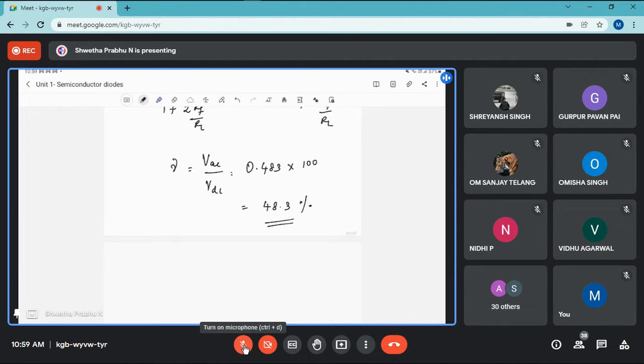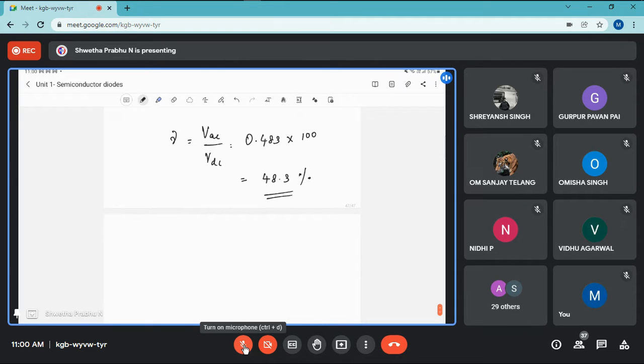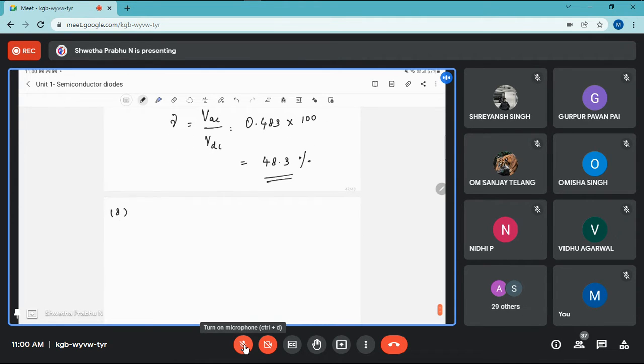The amount of ripple present in the bridge rectifier output is 48.3%, whereas you have got 121% when you consider a half wave rectifier. So when you compare the ripple factor, in the bridge rectifier it is quite less. That is the reason this is used for the majority of applications compared to half wave rectifier and full wave rectifier with center tap. Okay. So the next parameter under consideration, peak inverse voltage.